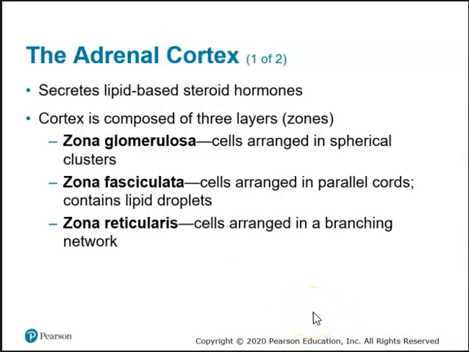Now, the outer adrenal cortex is responsible for secreting lipid-based steroid hormones. The cortex is composed of 3 layers or zones. So you have GFR, which we'll learn about in kidneys. But first we have the zona glomerulosa. These cells are arranged in spherical clusters. We have the zona fasciculata. These cells are arranged in parallel cords and contain lipid droplets. And then you have the zona reticularis. These cells are arranged in a branching network.